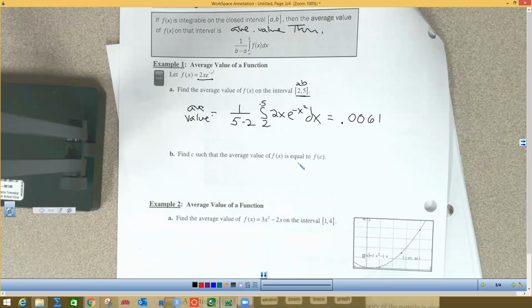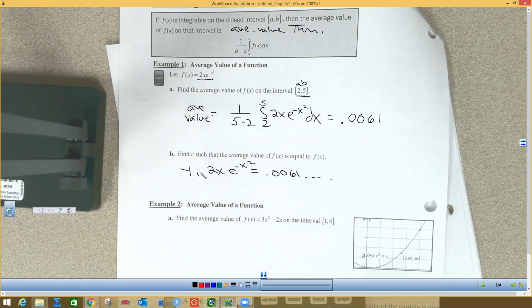Find c such that the average value of f of x is equal to f of c. Well, this is more dealing with the integral theorem, which is not on the test, so I'm kind of going to skip that. I guess I could show you what you're going to do. You would take this function here, even though this is not part of your curriculum, and you would say that equals your 0.0061, and I probably wouldn't round it. I'd write the rest of that out, and then you would want to solve that on a calculator.